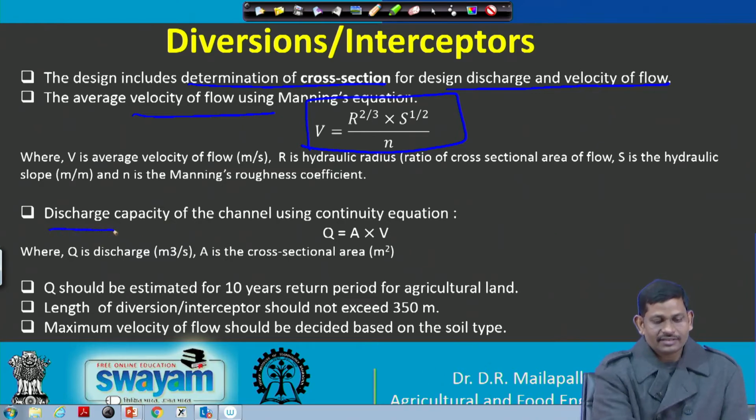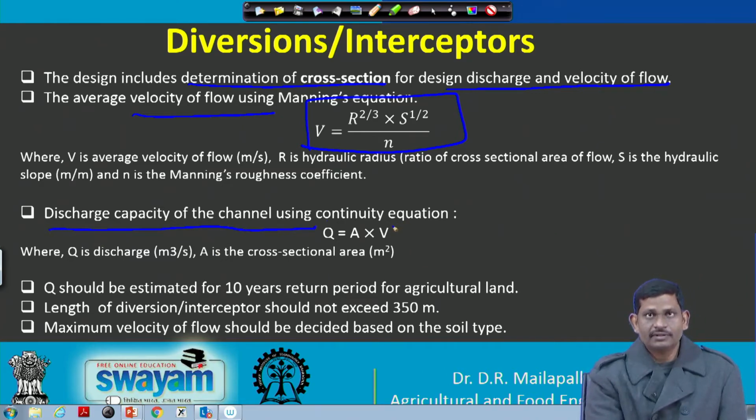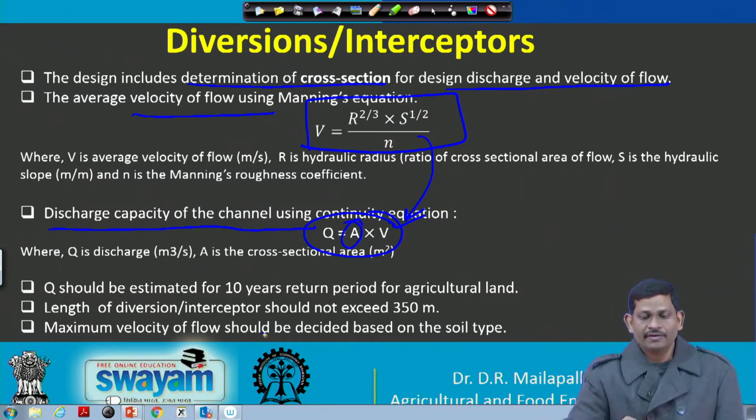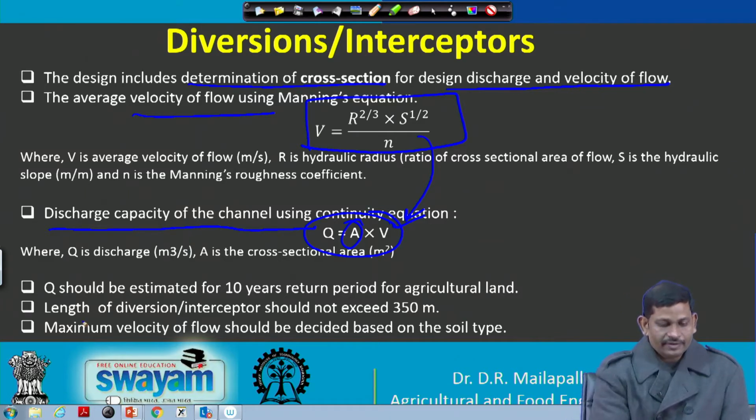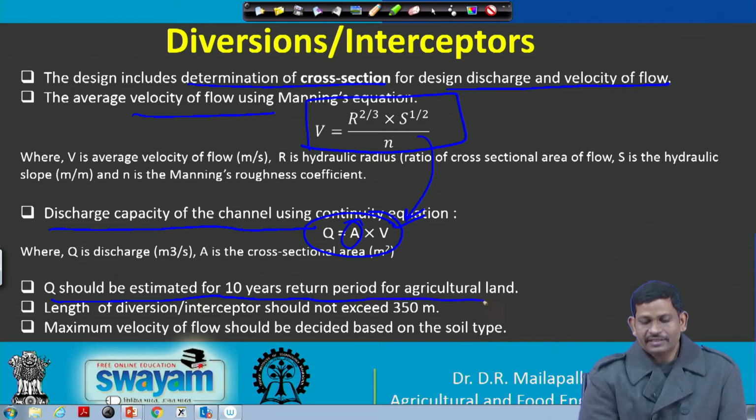The discharge capacity of the channel is estimated using the continuity equation, Q equals A into V, where V is the velocity obtained using Manning's n, and A is the area of cross section of the channel. Q should be estimated for a 10-year return period for agricultural land. This is generally recommended, and the length of the diversion interceptor should not exceed 300 meters. The maximum velocity of flow should be decided based on the soil type.